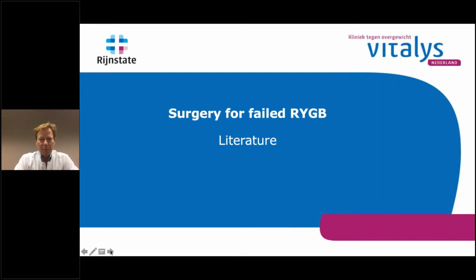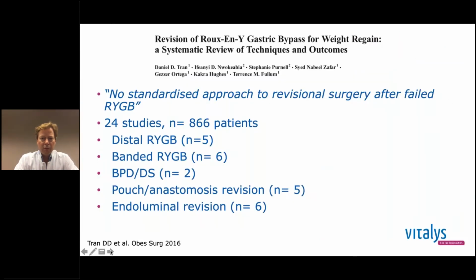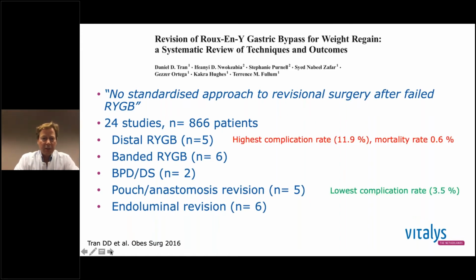So the surgical approach, there has been a lot more literature on that, and this is one of the key papers, I think, a couple of years ago by Tran and colleagues. They collected all the studies. They collected 24 studies, which you can see here in detail, over 800 patients. And what they say, well, if you look at the literature, there's no standardized approach for a revisional procedure. What they do mention is that the distalization of the gastric bypass has the highest complication rate, and also it was the only procedure with a mortality rate described, and the revision of the anastomosis or a pouch revision had the lowest complication rate.